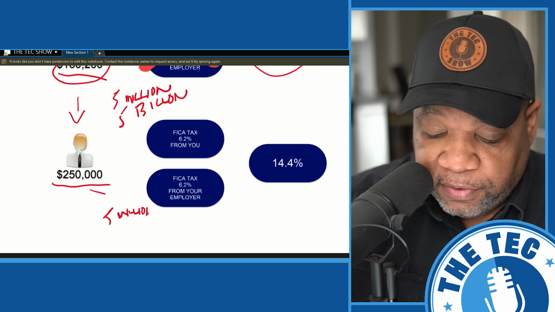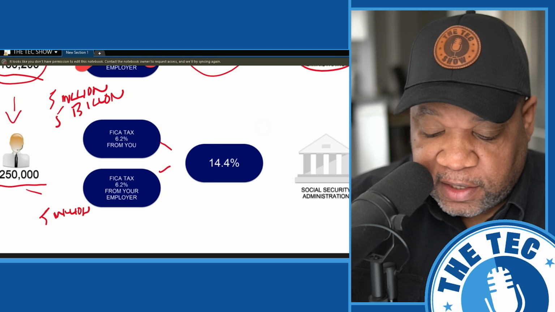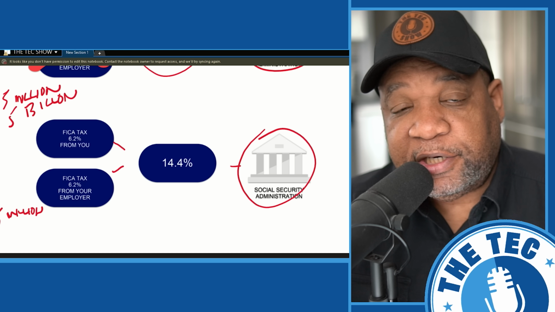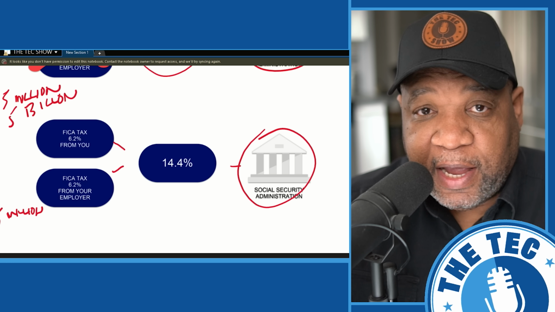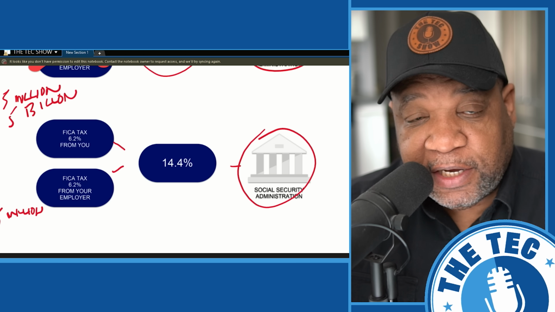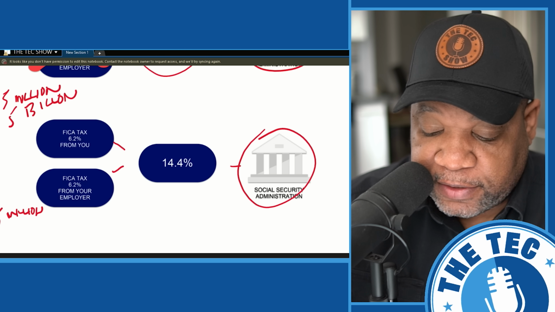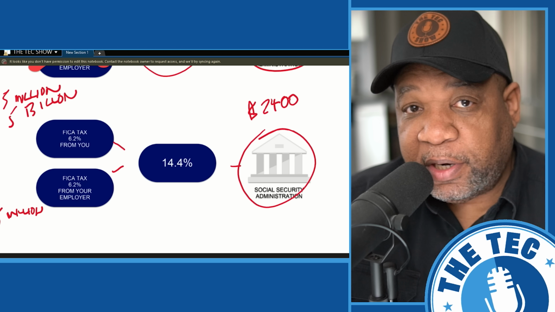And so this money would get collected, just like we showed in the earlier diagram. It gets collected and it goes to the Social Security Administration. That means the Social Security Administration would be able to collect more money, which would then help with the solvency issue, as well as with a $200 raise, or the $2,400 increase to Social Security. So that is what Bernie Sanders wants to do.